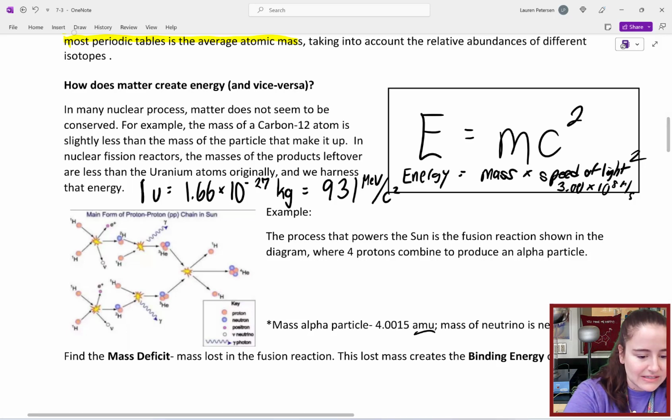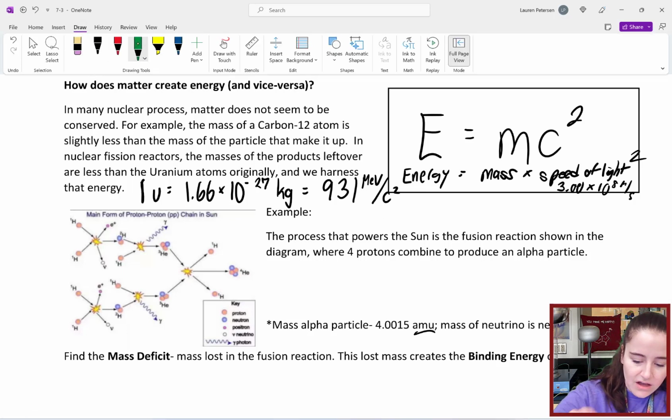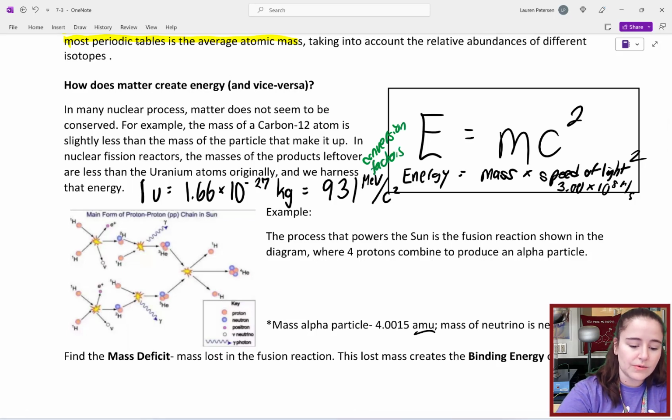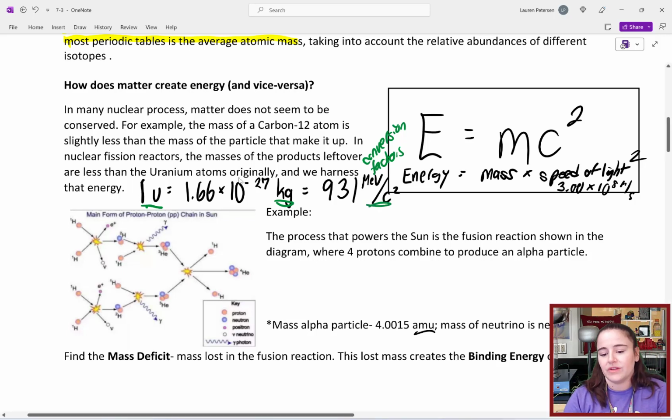These are conversion factors. We can convert it to kilograms, but this also gives us the conversion to energy. So if we're just looking for the energy in electron volts, we can just multiply by 931 mega electron volts per c squared. The c squareds cancel out, and we just get that energy conversion.